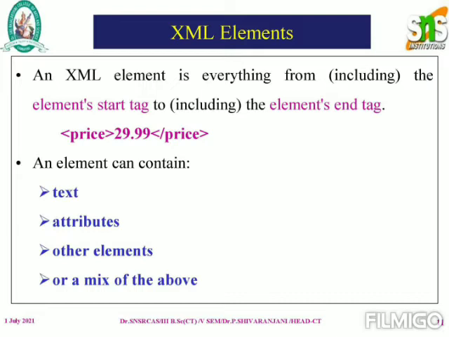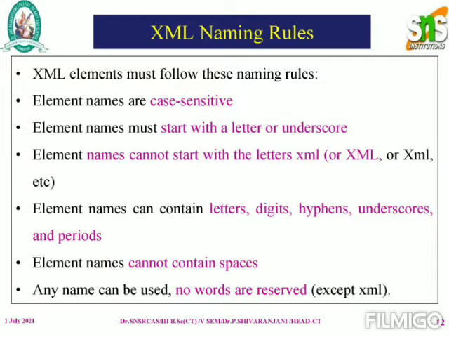So we can see elaborately what is meant by the difference between elements and attributes. Here the XML element is everything from the element's starting tag to the element's ending tag. So it should start with the starting tag and should end with the ending tag. The ending tag should have a forward slash followed by the name. The elements can also contain text, attributes, other elements, or a mix of the above. Okay, so now next is the naming rules of XML.